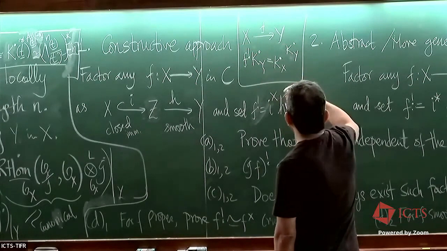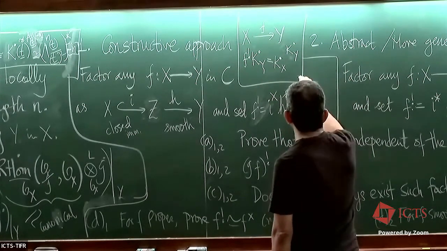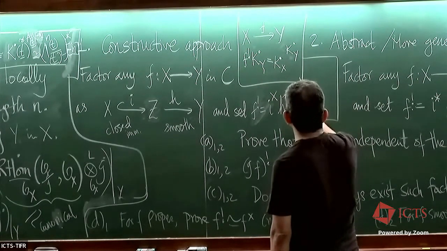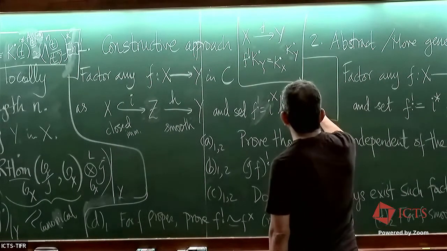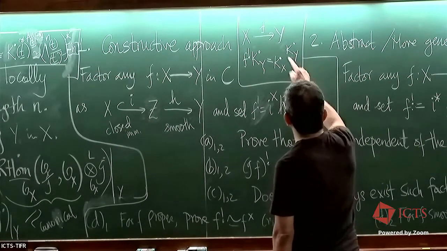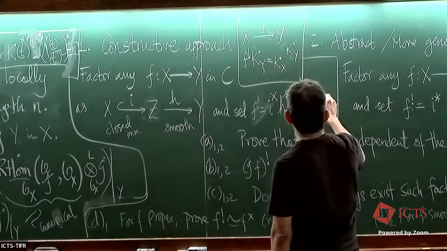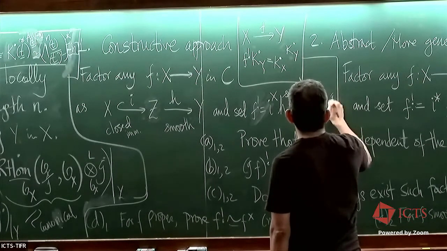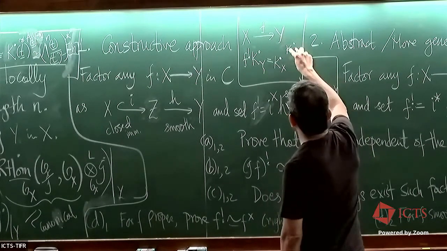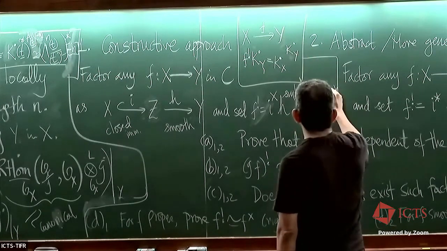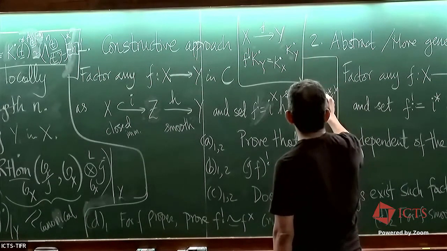And the key property which is used, which works here, is the following statement, which says that f upper shriek of any complex G dot on Y is isomorphic to: you dualize G dot on Y with respect to K dot Y, pull it back, and then dualize it again.